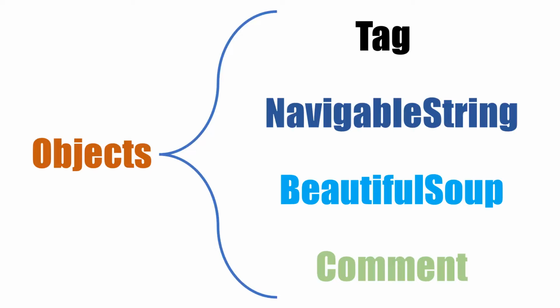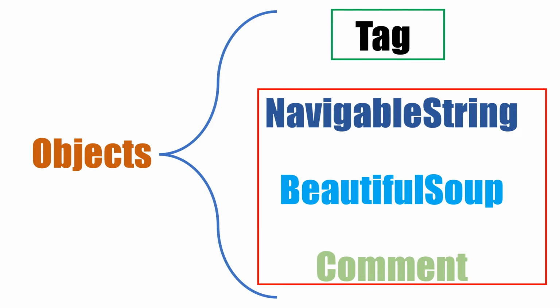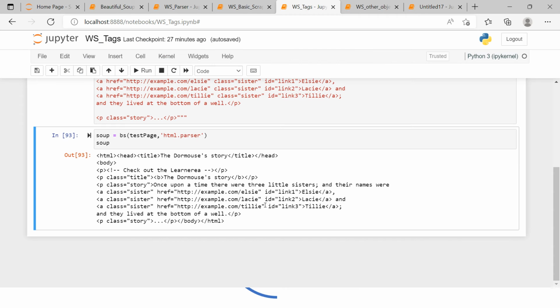Everyone, in this video we're going to be learning about the remaining objects. In the previous video we learned about tags. Now we're going to learn about all three remaining objects. I will take you through each of them one by one, directly in the Jupyter Notebook, and explain each of them with the help of an example. Trust me, it's going to be a relatively quick video.